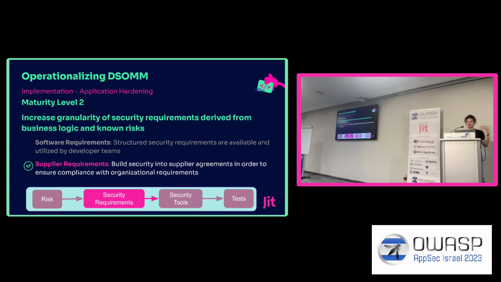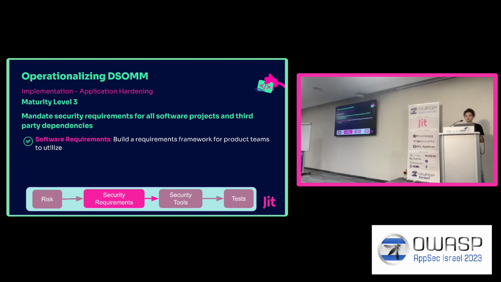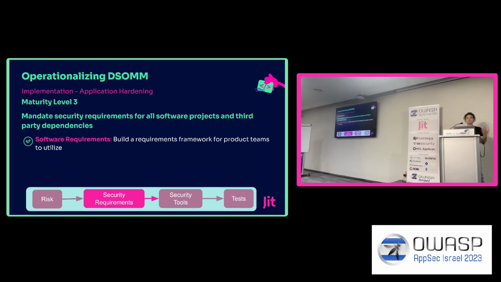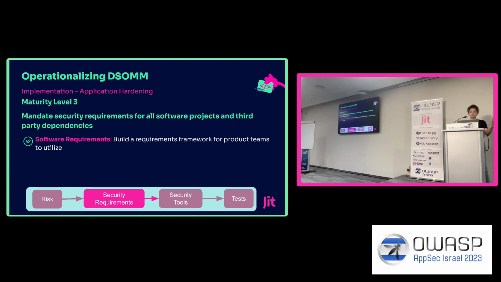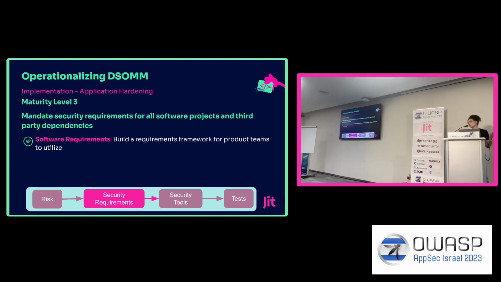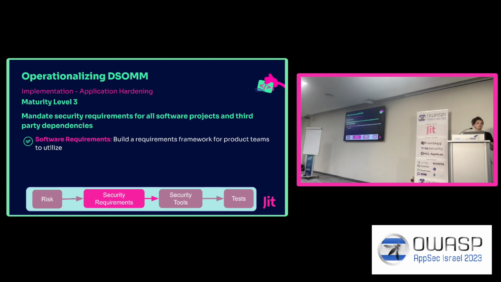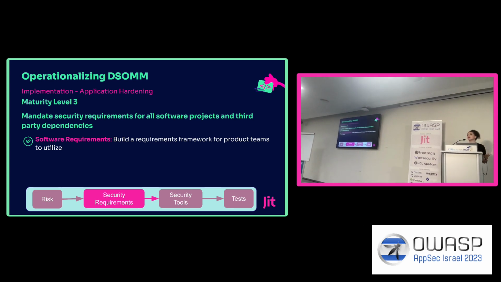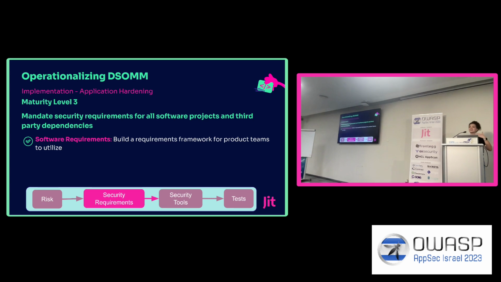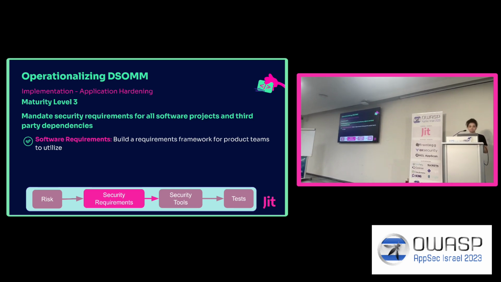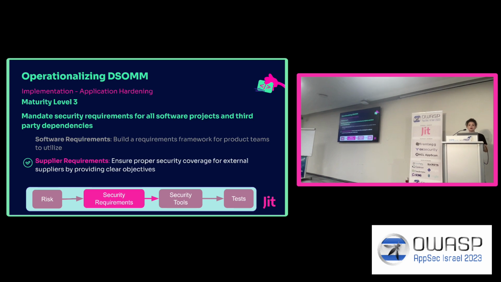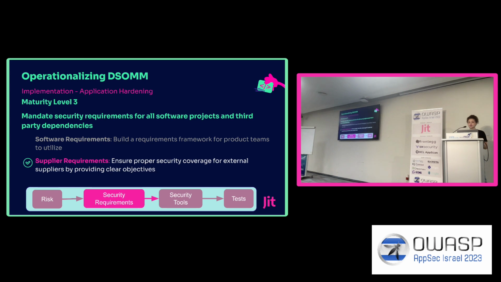And for maturity level 3, again, from the software perspective, it's build a requirement framework for product teams to utilize. And again, those open source tools that we utilize give us a framework, right? Of course, we have to understand which tools we want to automate, and that has to make sense for us. But we feel like we're already there with maturity level 3, again, just by using those open source tools. From a supplier perspective, we have to ensure proper security coverage for external suppliers by providing clear objectives. Again, this is a bit more manual process. It's a back and forth with our suppliers.